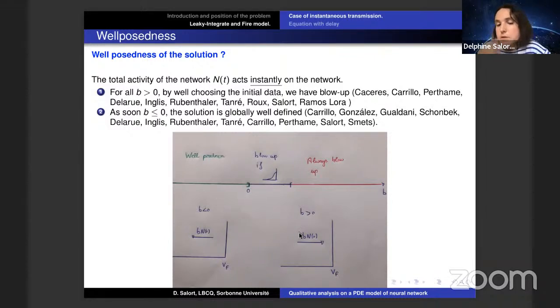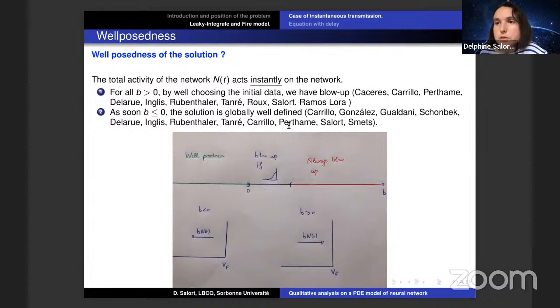However, as soon as B is strictly positive, B n of t, the drift given by the interaction, goes through V_F, and I recall that the flux of neurons is given by the derivative, so we can expect that the derivative becomes larger and larger. In this case, if you assume that the initial data is concentrated enough near V_F, I make a little drawing here, then we have blowup. But if the initial data is not too concentrated, it's okay. And for B large enough, there is always blowup. So that is for existence and uniqueness.